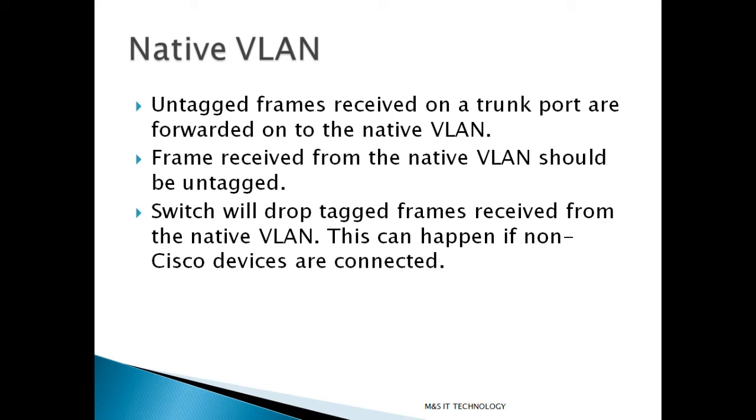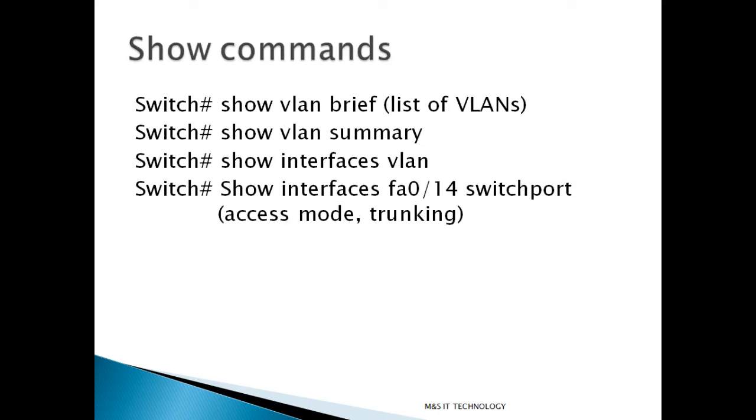Native VLAN. Untagged frames received on a trunk port are forwarded onto the native VLAN. A frame received from the native VLAN should be untagged. The switch will drop tagged frames received from the native VLAN. This can happen if non-Cisco devices are connected. Show commands. All show commands for verification.